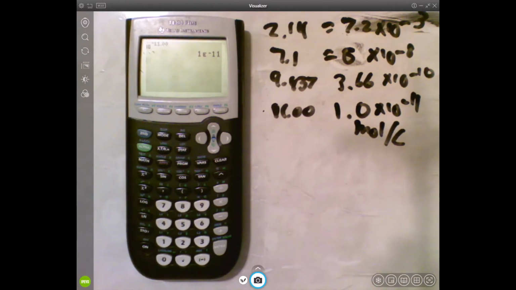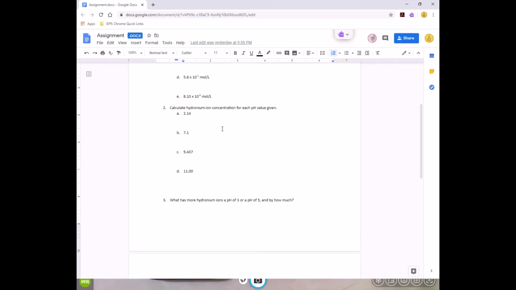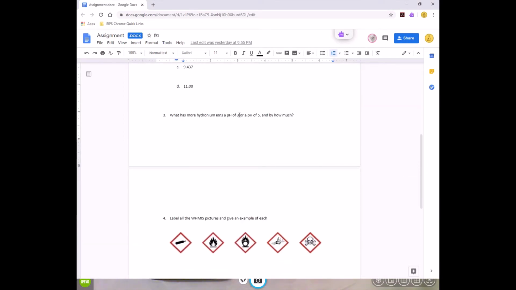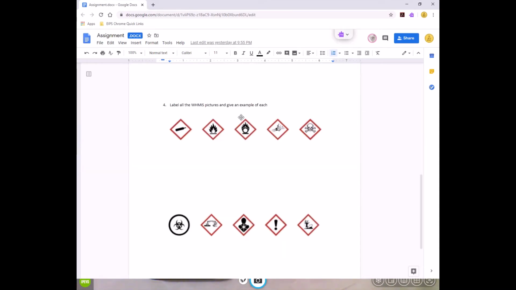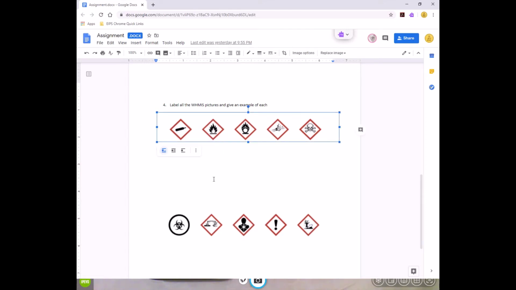And let me just look here. Go back to that assignment. What has more hydronium ions, 3 or 5? So 3 is going to have more, and then it jumps 2 pH places, so it would be 100 times more. And then these labels, this is a compressed gas, so I get propane, flammable, propane, oxidizing.